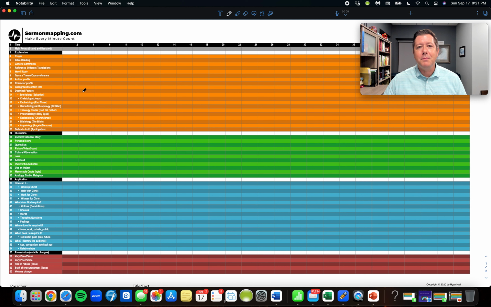The orange lane would be explanation, explaining the text. Green would be illustration. Blue would be application. The red section down here, that's presentation and delivery. It's best to map that separately, so we'll just focus on these three.